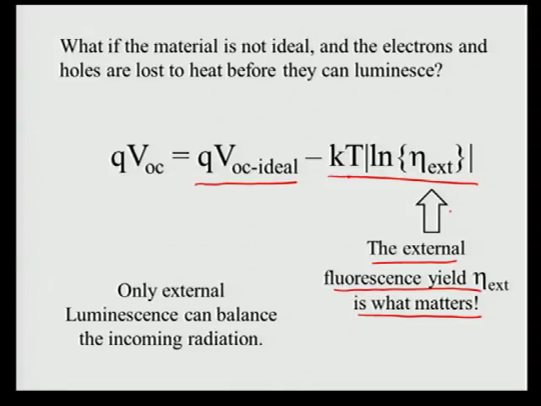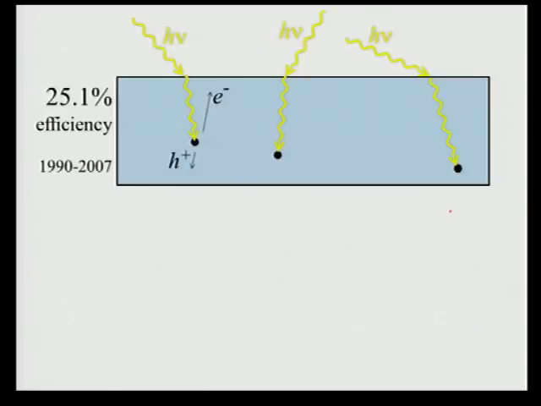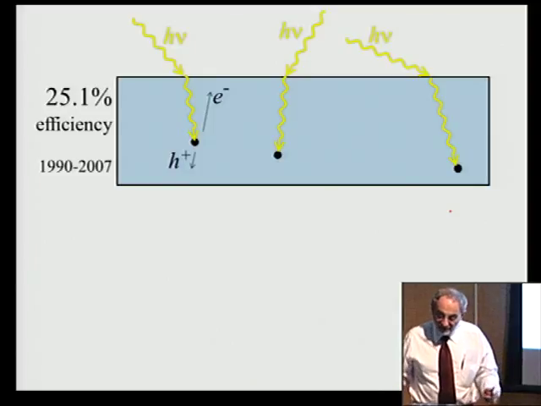However, this is extremely paradoxical. Why should a solar cell emit any light at all? Yet it is a requirement for achieving the highest efficiency. So there's a paradox there. So what is this new physics? And it's sort of explained on this slide.